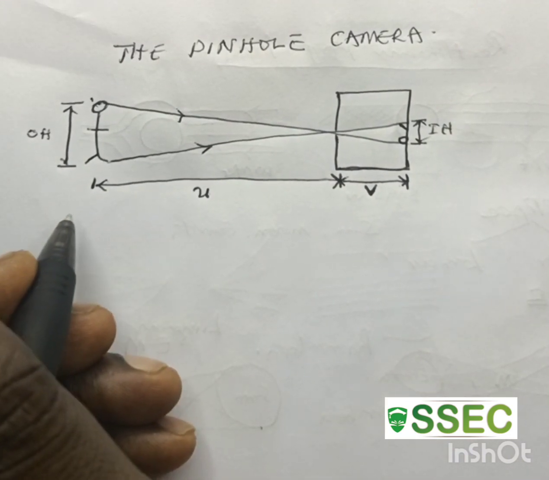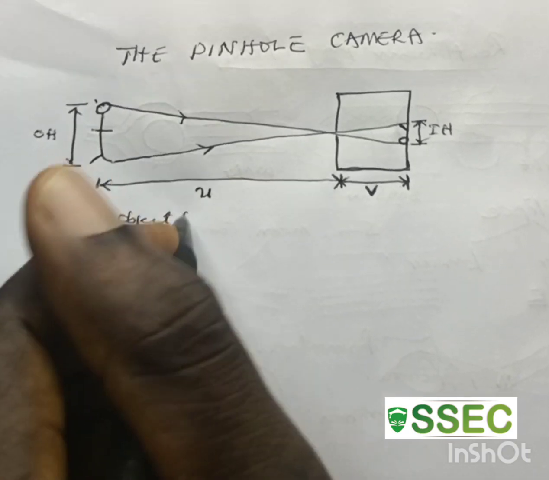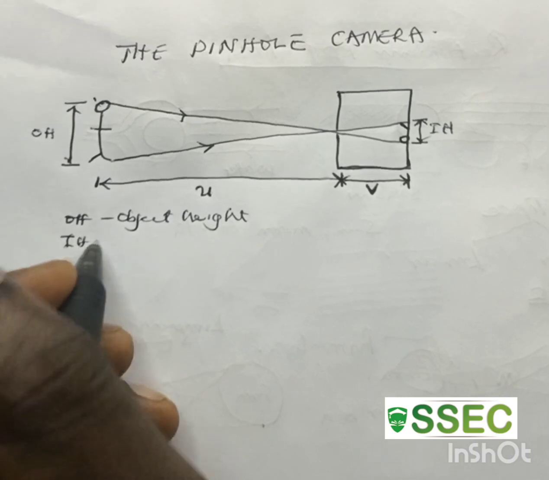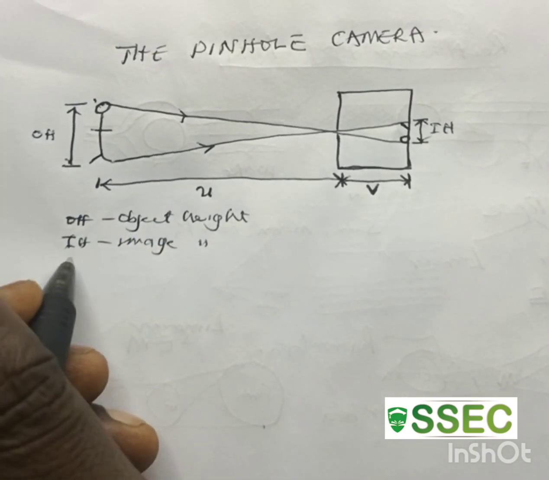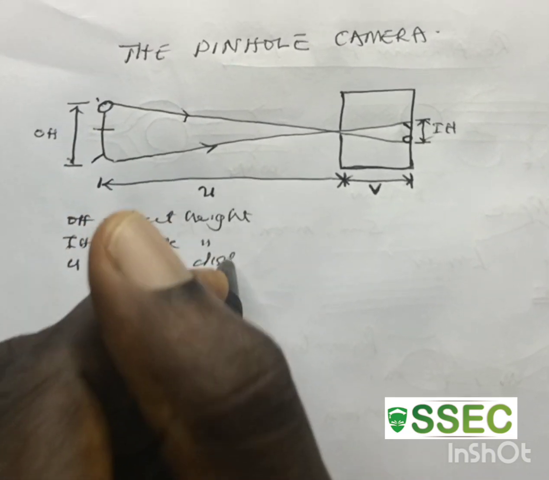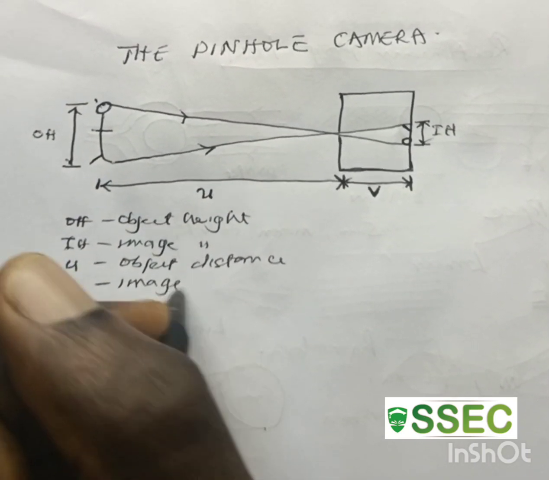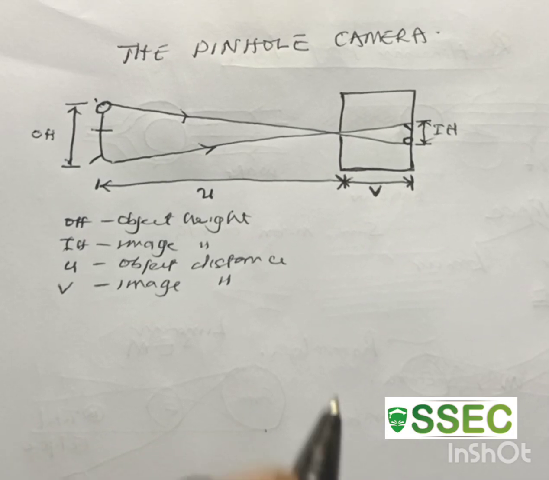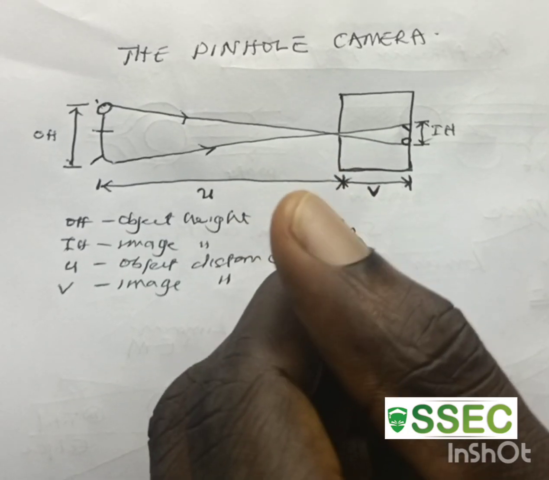So it's very important we familiarize ourselves with these terms: object height, image height. U is what? Object distance. And V is image distance. So from this, there is another term we need to understand. It's called magnification.